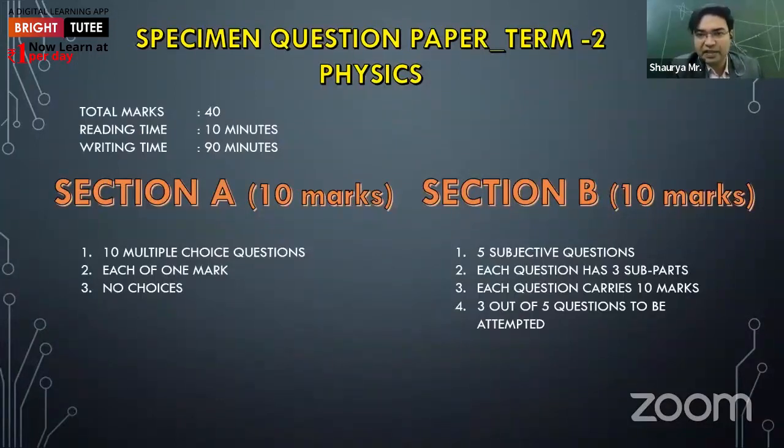Now, section B is something we need to focus our attention on. It's a completely subjective section of this particular term 2 question paper. It consists of 5 questions. Each question further has been broken down into 3 questions. So now each question has been given a weightage of 10 marks in total. That means all the 3 sub questions have options to be a 3 marker, 3 marker, and 4 marker, right? 3 plus 3 plus 4 makes up 10.